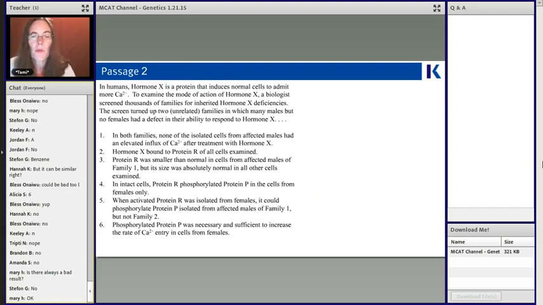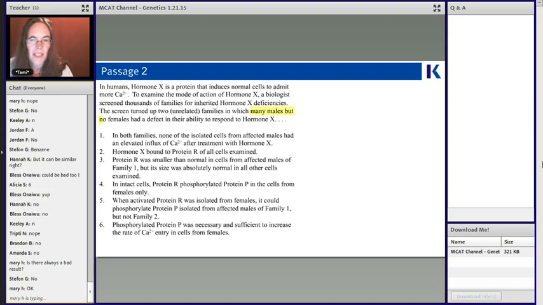In humans, hormone X is a protein that induces normal cells to emit more calcium. To examine the mode of action, a biologist screened thousands of families with hormone X deficiencies. The screen turned up 2 unrelated families in which many males but no females had the defect. So this first paragraph tells me we have a defect, and it is sex-linked.